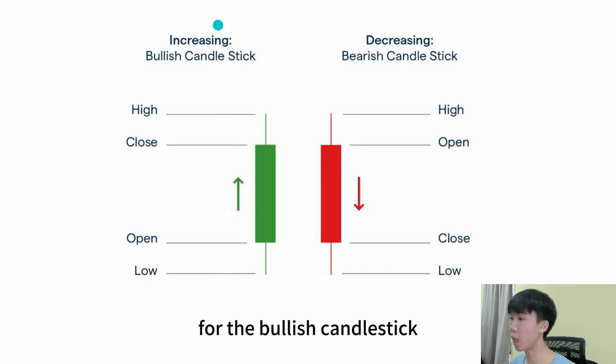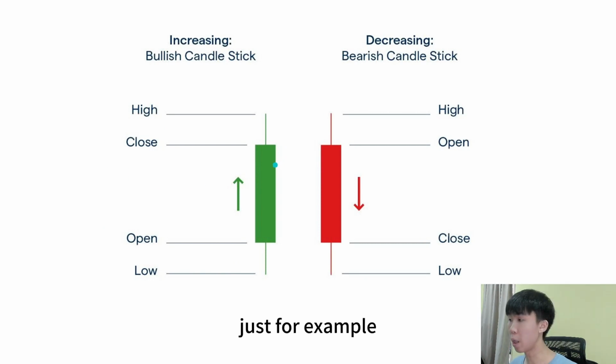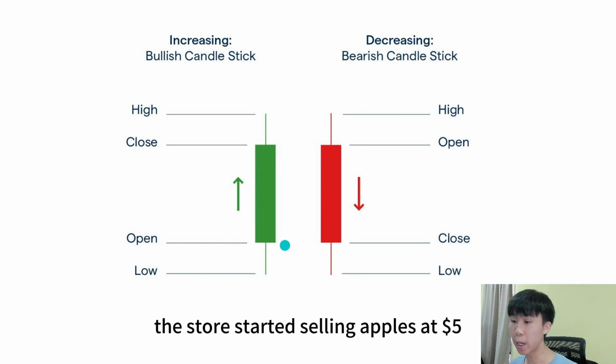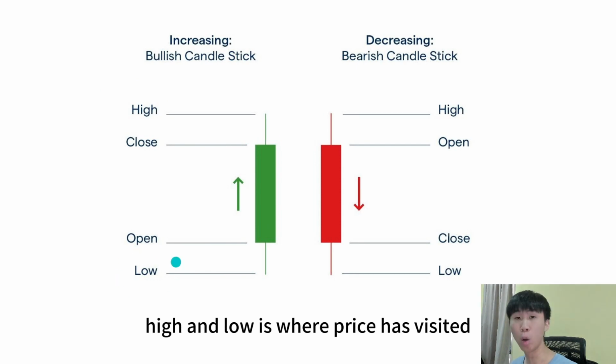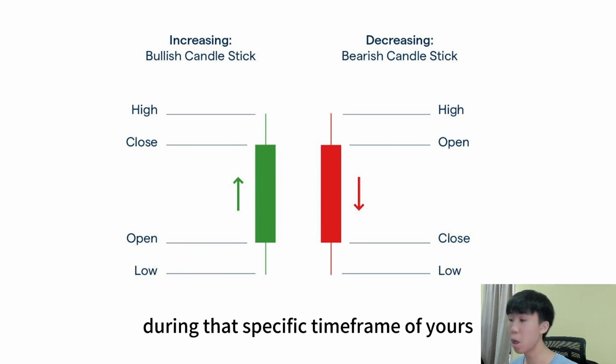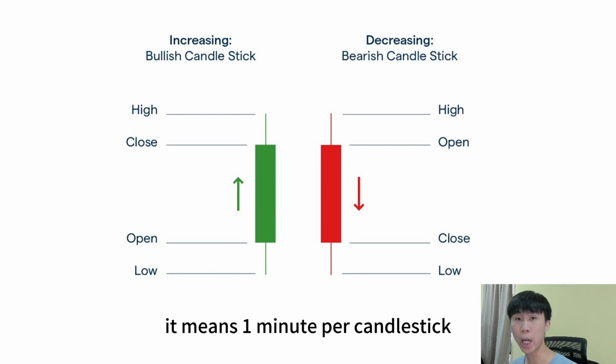For the bullish candlestick, we have the open at a lower point and the close at a higher point. Just for example, the store started selling apples at $5 and sold the apple at $6. So what is the high and low? High and low is where price has visited during that specific time frame of yours. Remember this, if your time frame is 1 minute, it means 1 minute per candlestick.